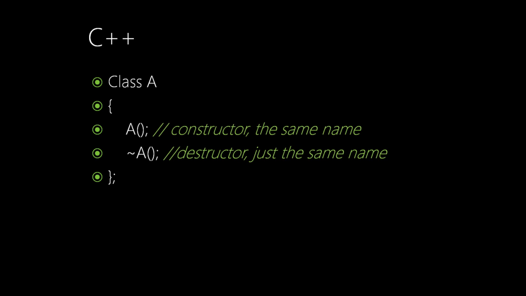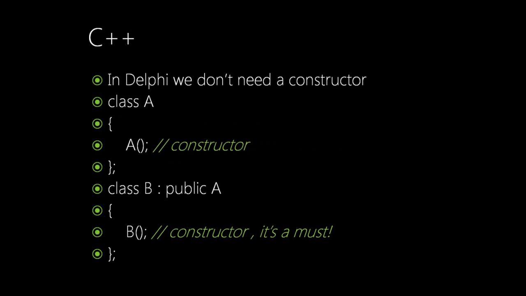It looks a bit strange in comparison with Delphi. But C++ developers are very lazy, I mean typing. Delphi code is much easier to read. In Delphi, we can make class B without a constructor, even if the base class A has it. In C++, if the base class has a constructor, the derived class must have it.